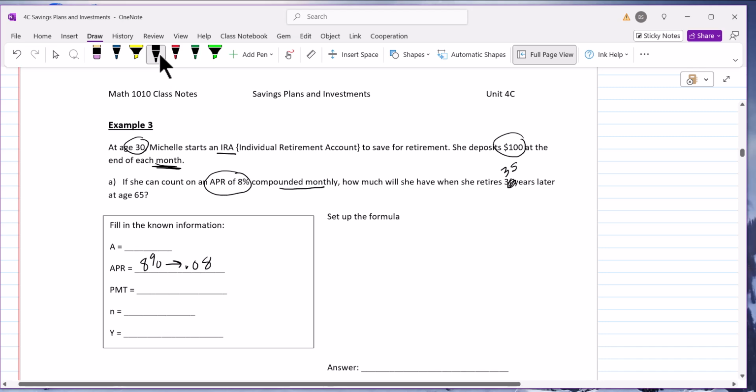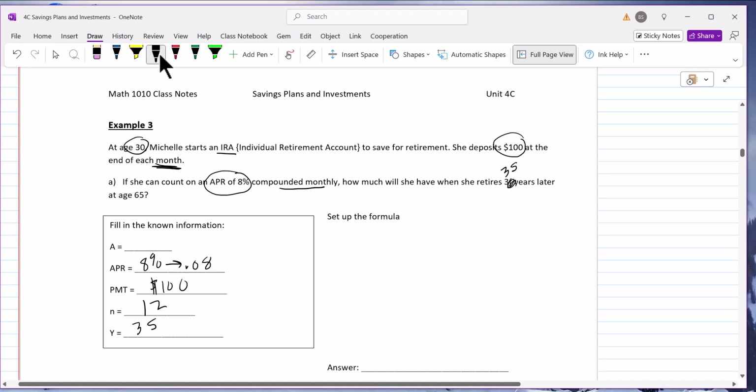What's the payment? $100. What's n? 12, because you're compounding monthly. If you're compounding quarterly, it would be 4. What's Y? 35 years, there you go.